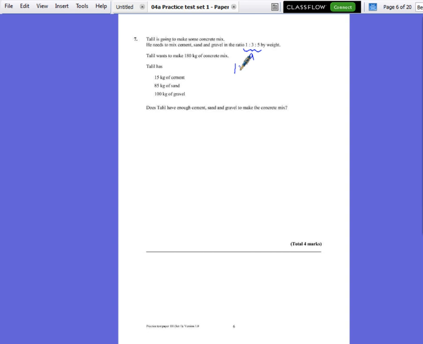ratio, so if he wants to make 180 kilograms, each part will be 20 kilograms each. So that means he needs 20 kilograms of cement, he will need 60 kilograms, so 3 times 20, of the sand, and he will need 100 kilograms, or 5 times 20, of the gravel. So as we can see here, he's only got 15 kilograms of cement, so he doesn't have enough of that. He does have enough of the sand, and he's just got enough of the gravel. So the answer is no, he can't.